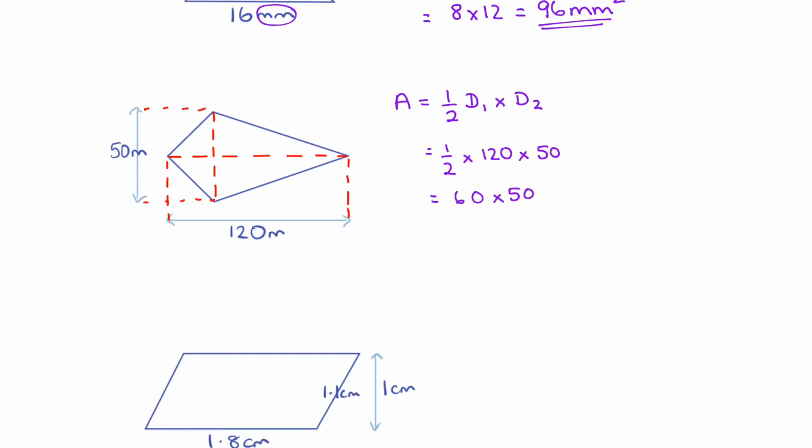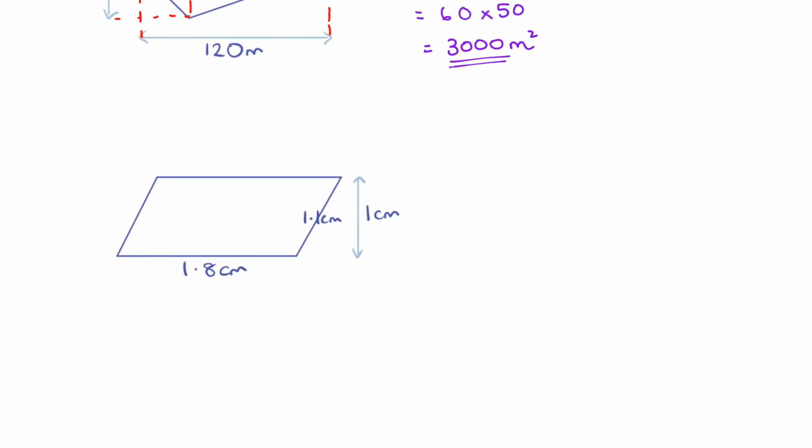So remember, when you're multiplying by 50, either times by 100 and half it, or times by 5 and then times by 10. So 60 times 5 is 300, and then times by 10, another 0 there. The lengths are in metres, so the area is in square metres.